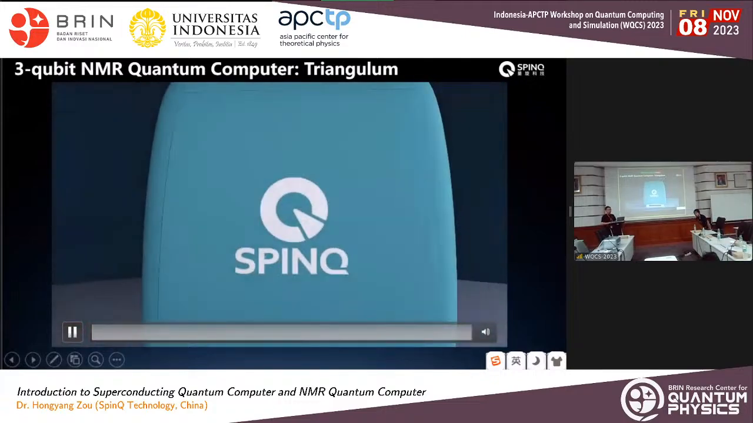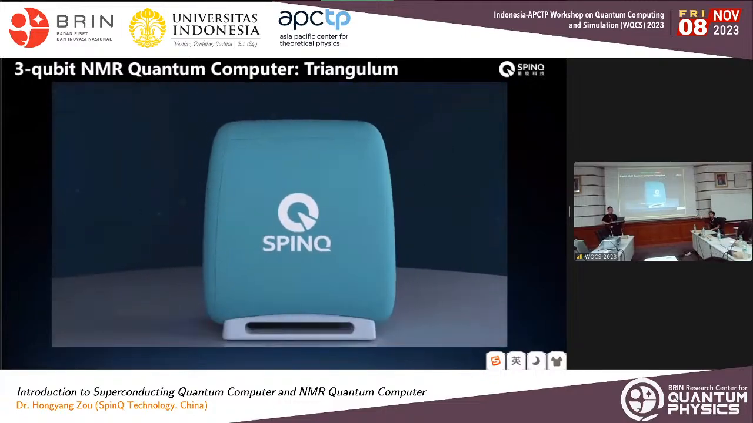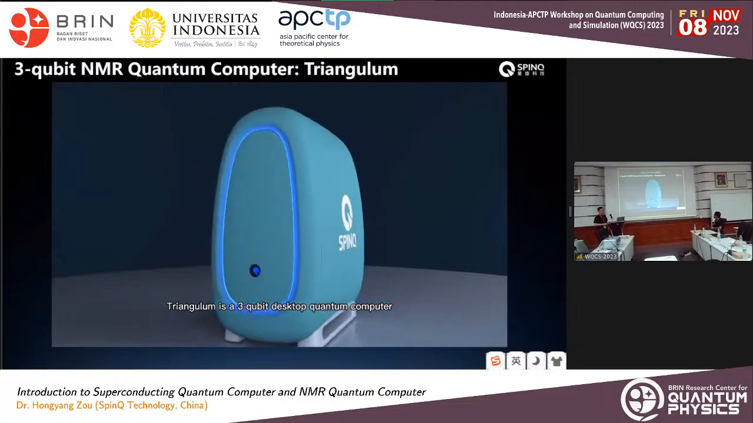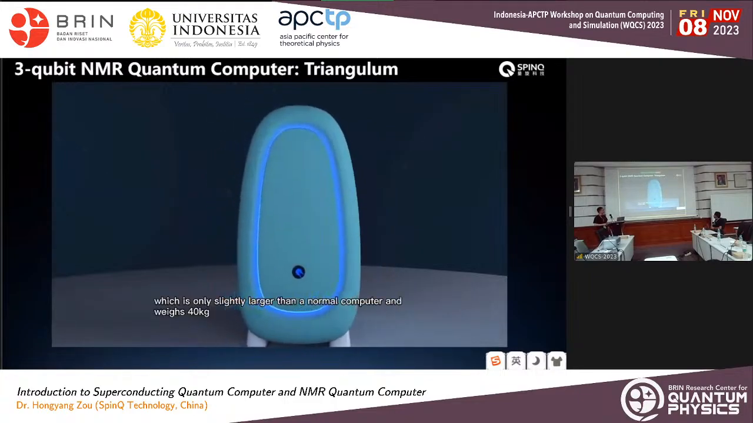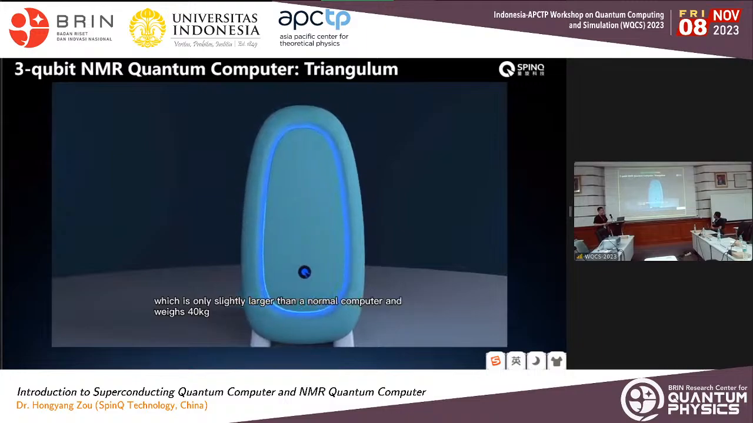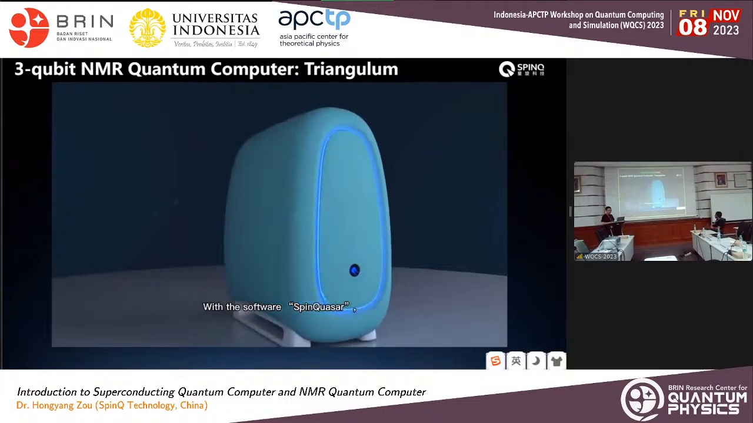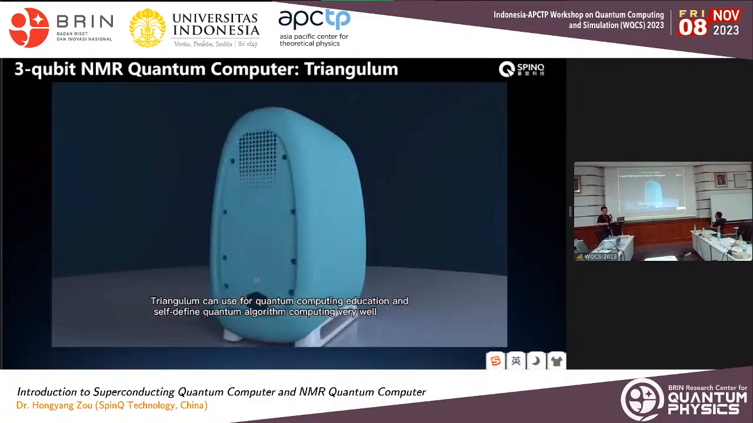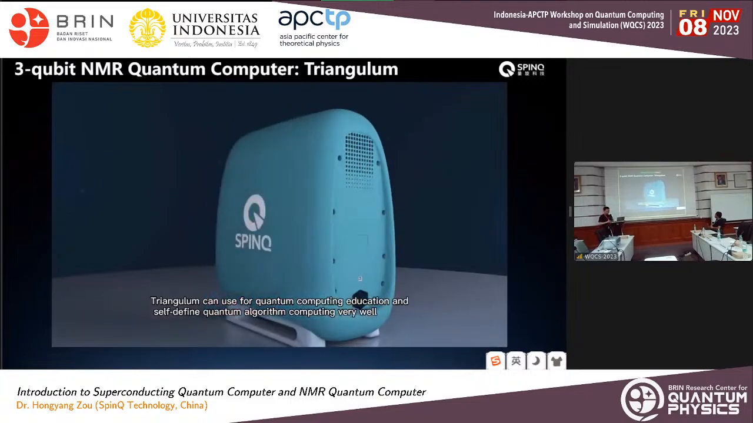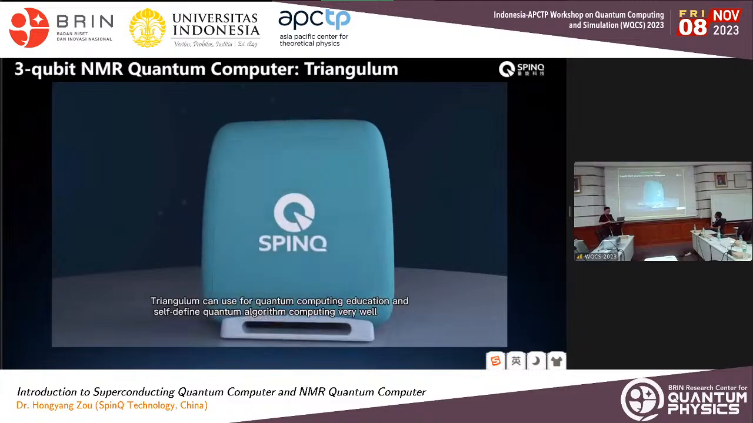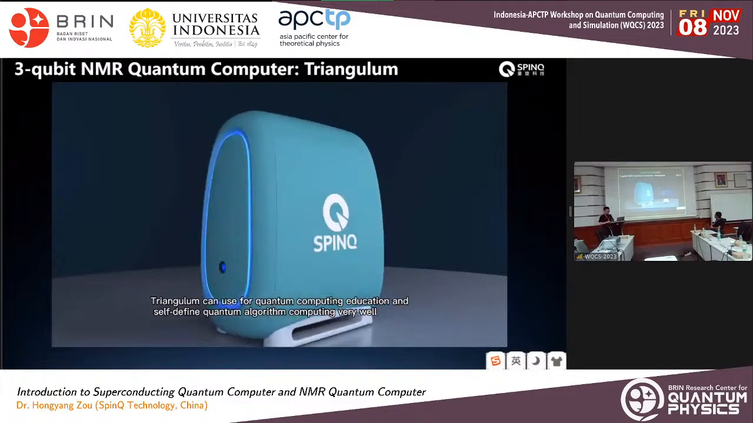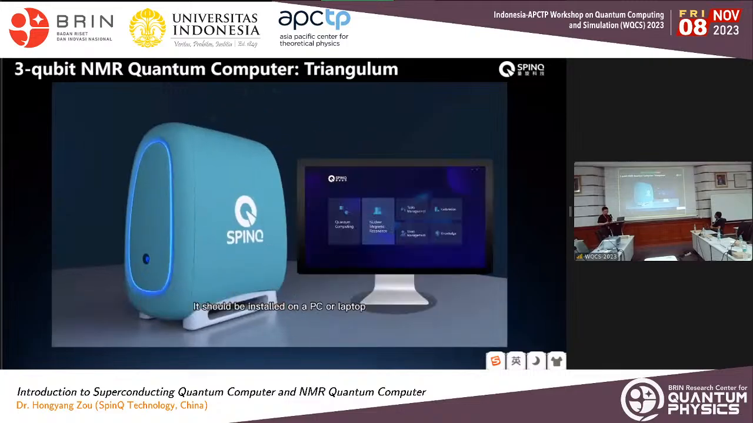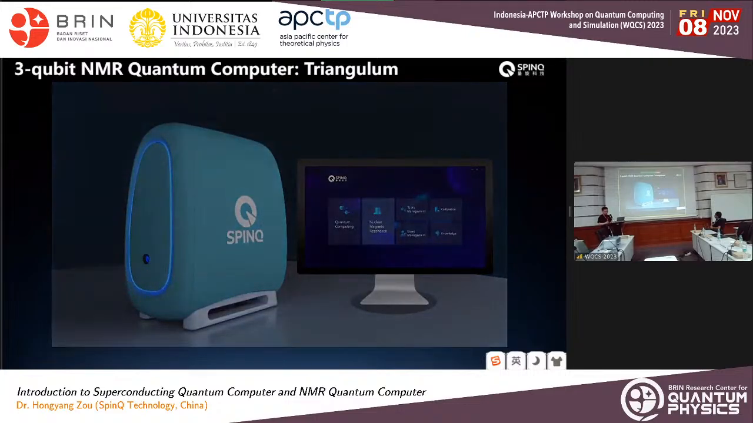We are going to show you the technique. So have a look at the 3 qubits. It is only slightly larger than a normal computer and weighs a fraction as much. With the software SpinQ Triangle, it works very well for quantum computing education and self-defined quantum algorithm computing. The software used for Triangle works on the Windows system. It should be installed on a PC or laptop.